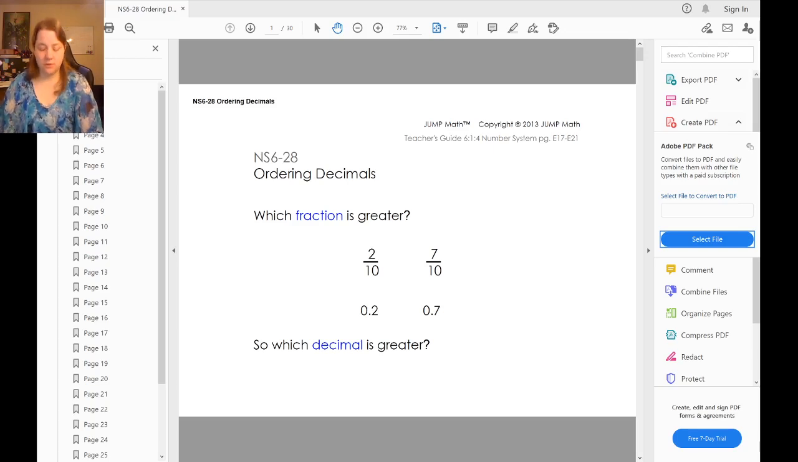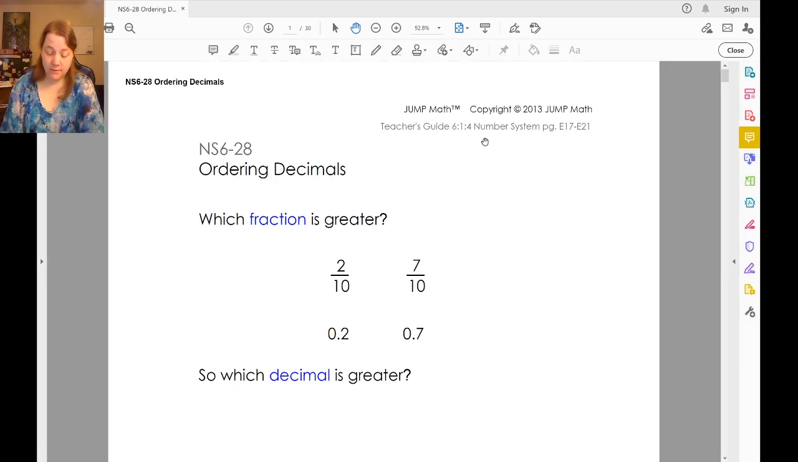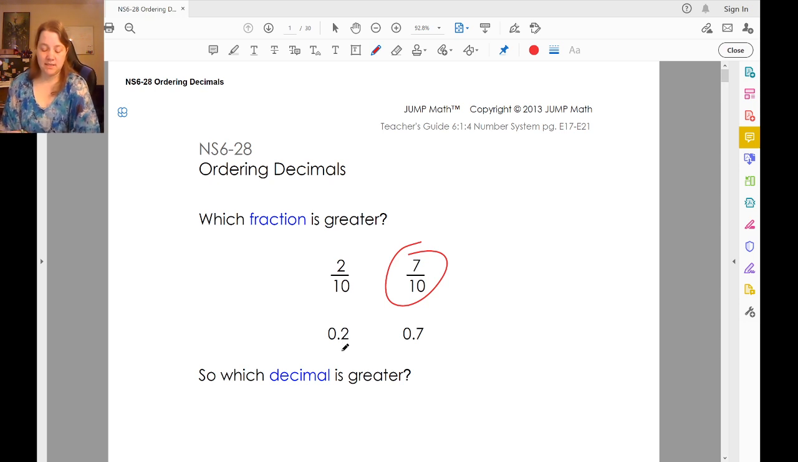This video is going to talk about ordering decimals and figuring out which fraction is greater. So if we look over at this slide, we can see 2/10 and 7/10. And if I want to compare these fractions, they both have the same denominator, so I know that 7/10 is greater. If I see 2/10 and 7/10, I can compare by lining up the decimal point.